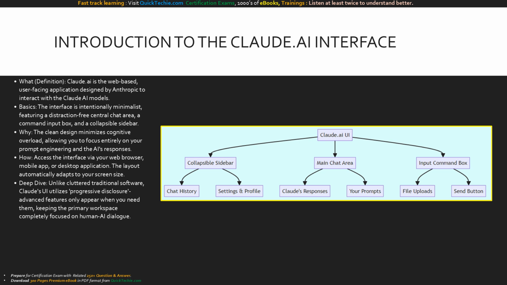Notice how the input box branches out into file uploads and the send button. This visual map perfectly illustrates how information flows. You input data at the bottom, it populates the main area, and it gets archived in the sidebar.